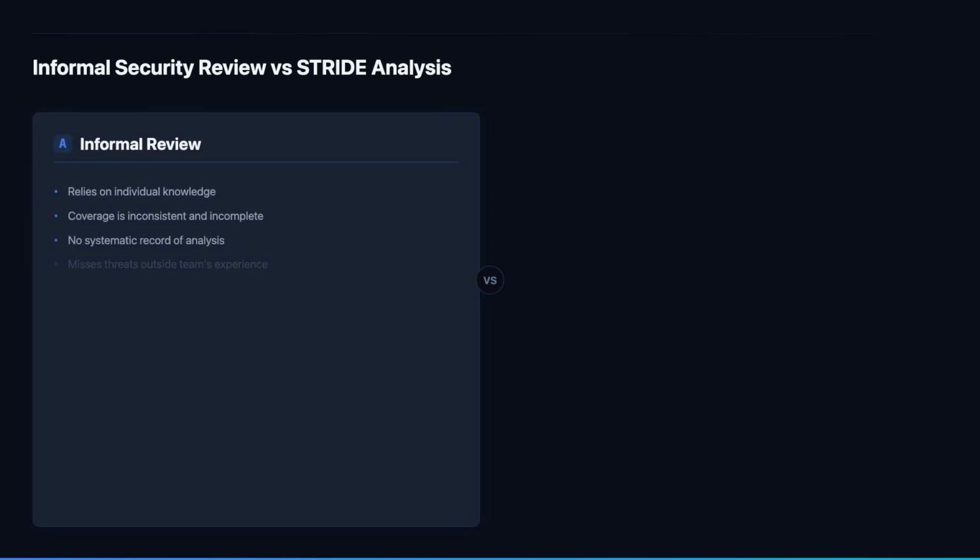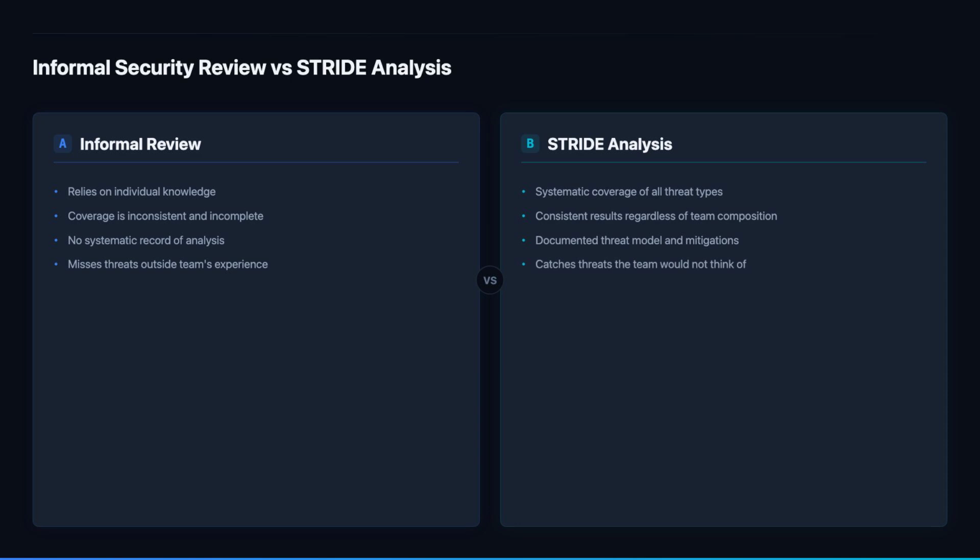Informal security reviews rely on individual expertise and intuition, which means coverage depends entirely on who is in the room and what threats they happen to think of. STRIDE analysis applies a consistent framework to every component, ensuring systematic coverage and producing a documented record that the team can build on over time. Let us bring together the core insights from our overview of the STRIDE framework.